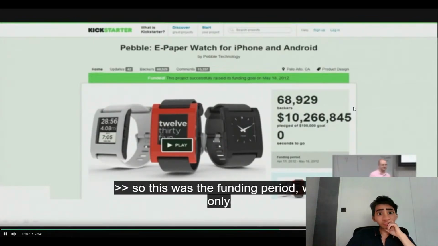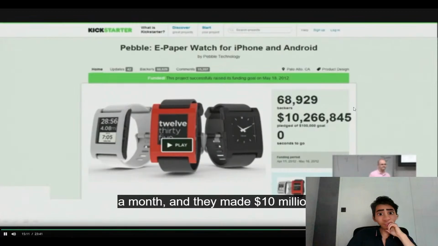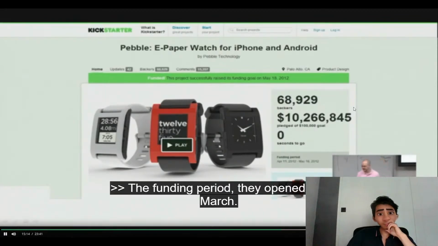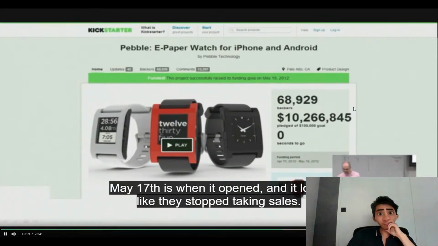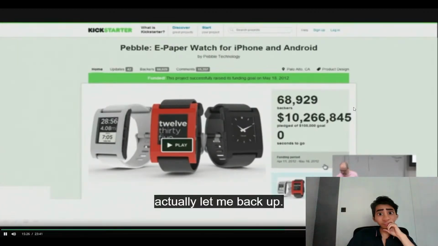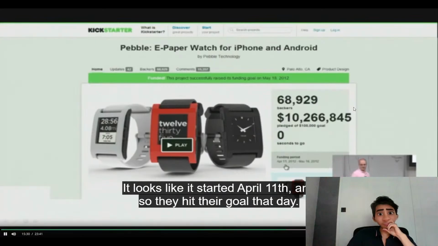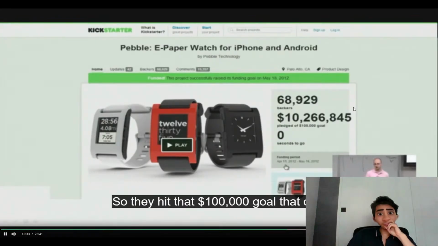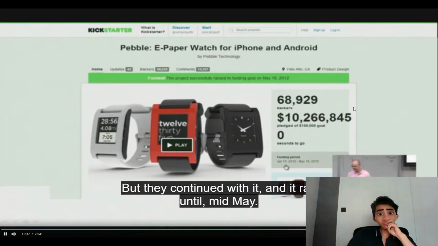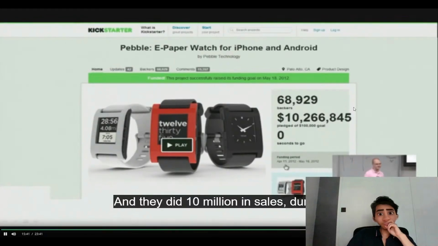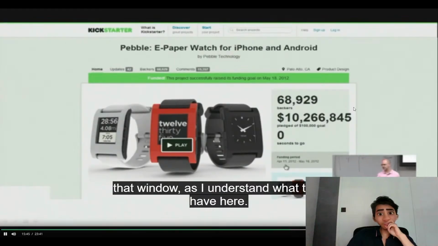Yep. So the funding period was only a month, and they made $10 million. Actually, let me back up. It looks like it started April 11th, and so they hit their goal that day. So they hit that $100,000 goal that day, but they continued with it, and it ran until mid-May, and they did $10 million in sales during that window, as I understand what they have here.